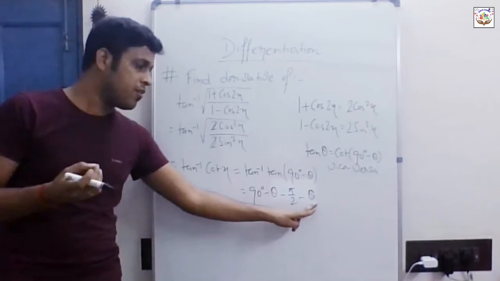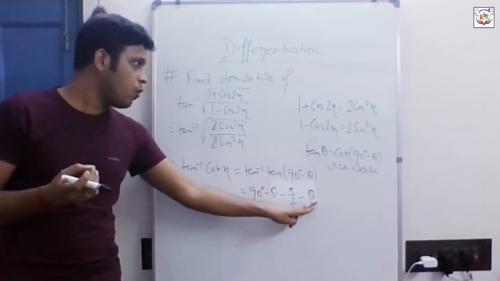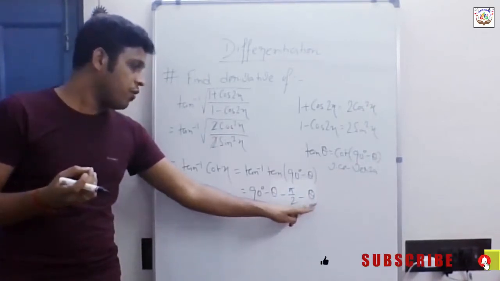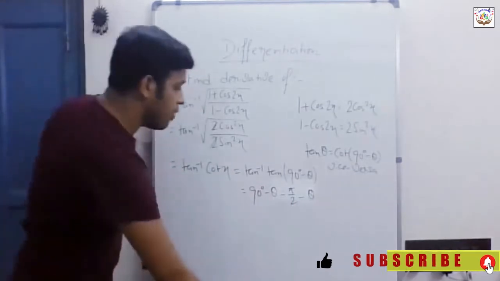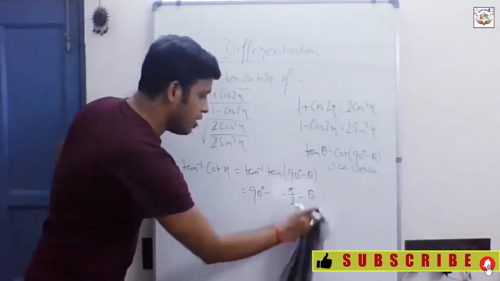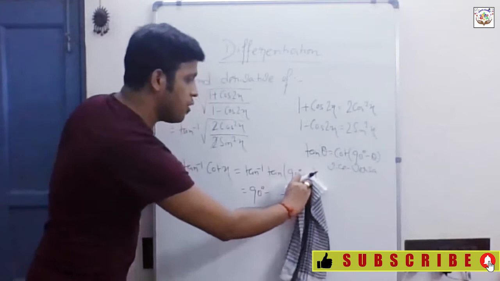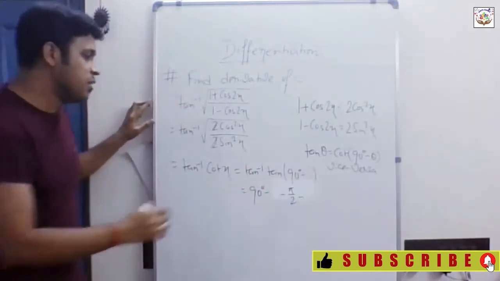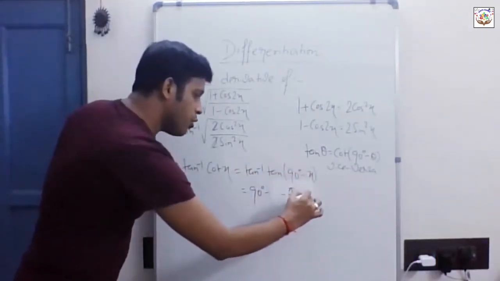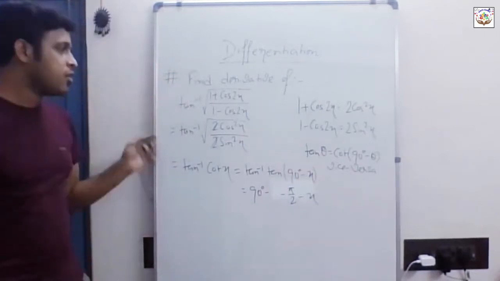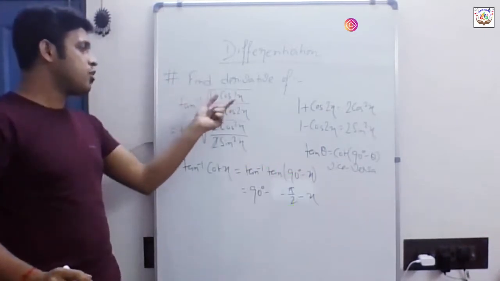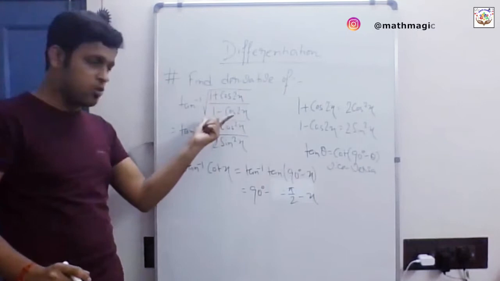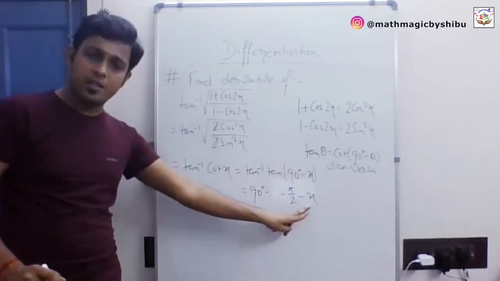Now we will replace the value of theta. I'm extremely sorry, I put theta here. It should be x, there are no thetas. So it would be 90 degree minus x, and that is pi by 2 minus x. So that means tan inverse root over 1 plus cos 2x divided by 1 minus cos 2x is actually pi by 2 minus x.